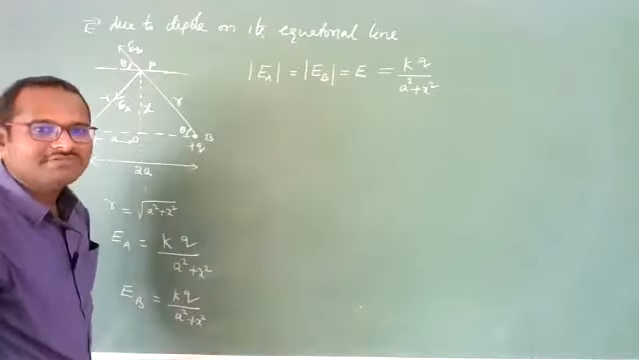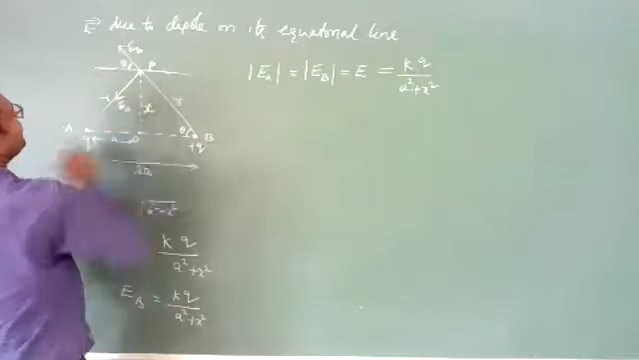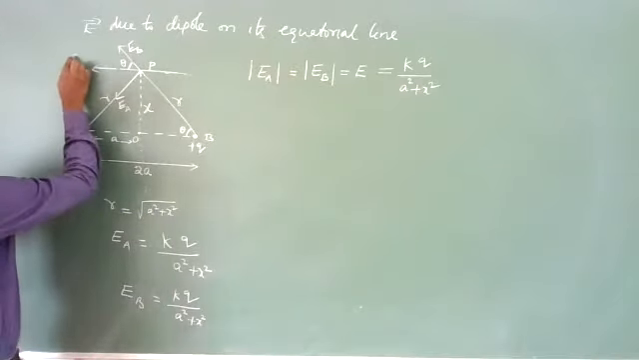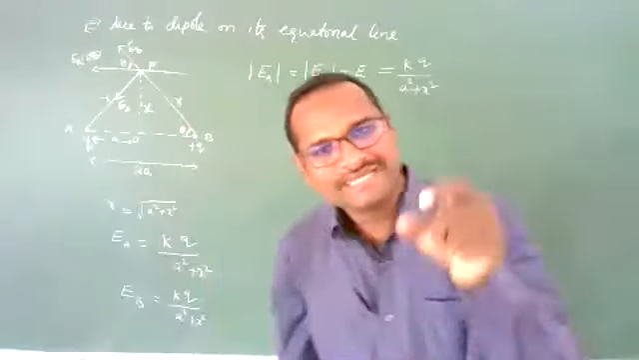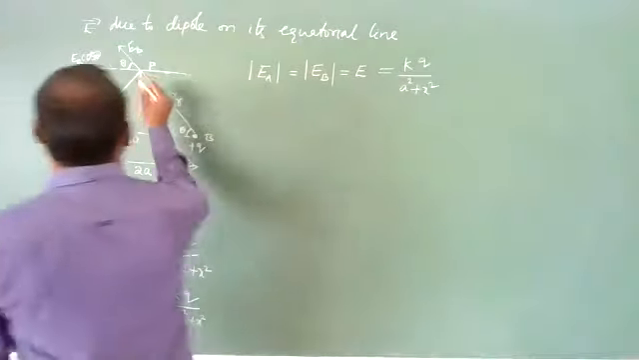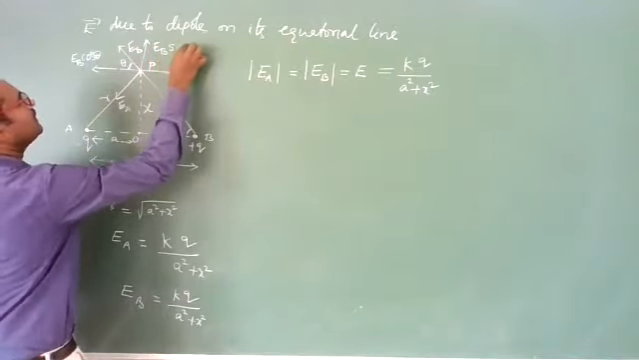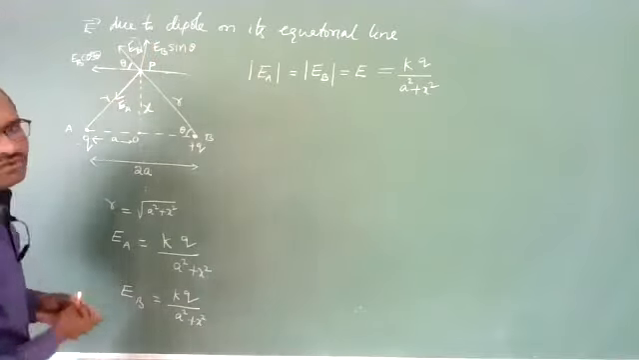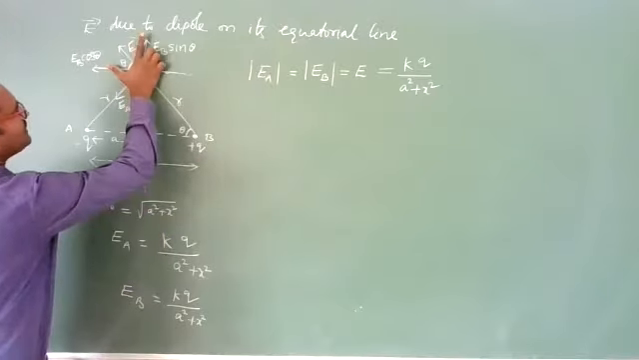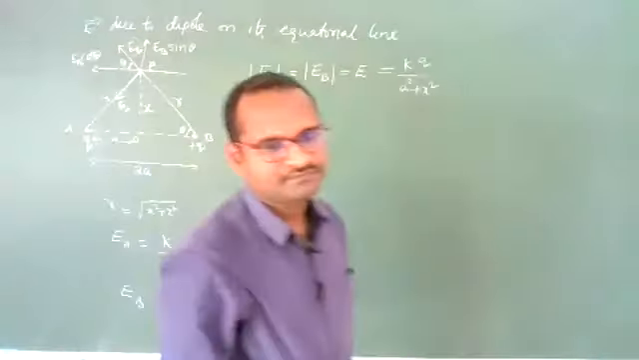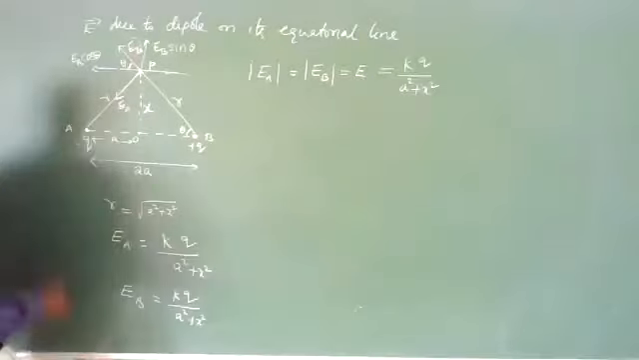Now this EB can be resolved into two components. EB is here. Its component along the x-axis is EB cos theta. Are you getting? And exactly perpendicular to that, one more component will be there, that is EB sin theta. Now you should not see this EB. Now you have two components. These are the electric field due to charge at B at point P in these directions. Next, let us see the negative charge.